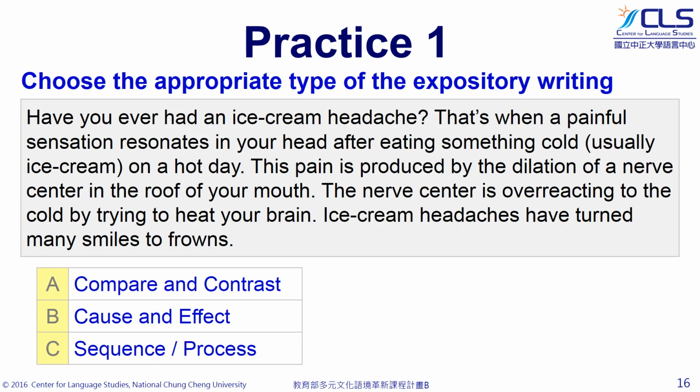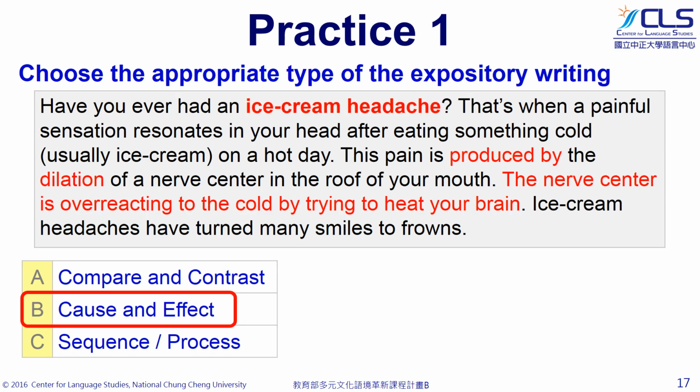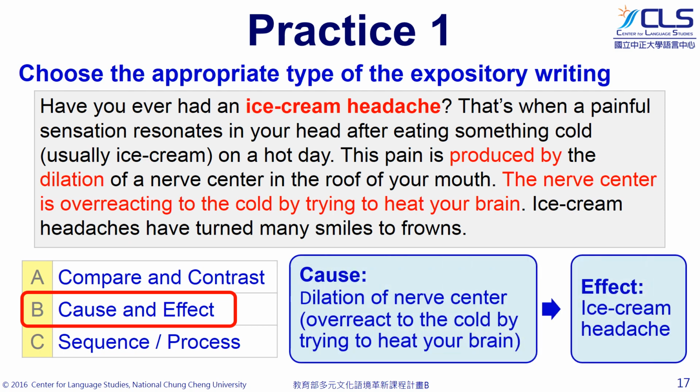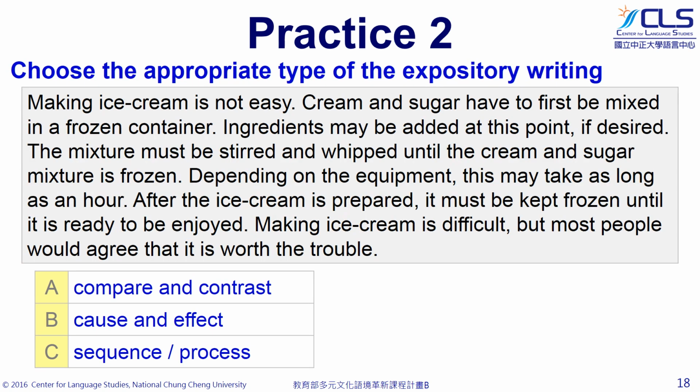Please choose the appropriate type of the expository writing. This is a cause and effect writing. The keywords produced by introduces the cause and effect. The overreaction to the cold of the nerve center causes an ice cream headache.